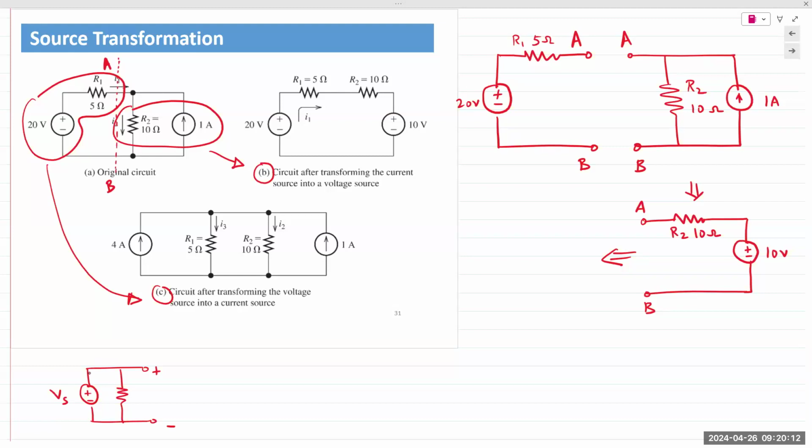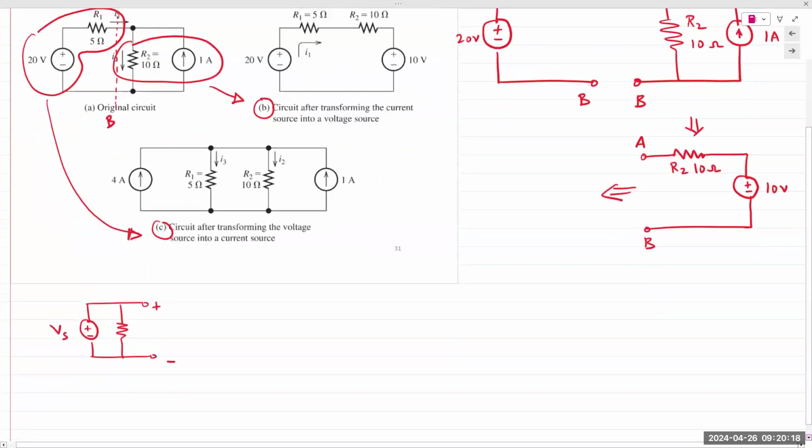Yes, but that's a separate question. I'll come to that. Okay, let me finish this explanation though.